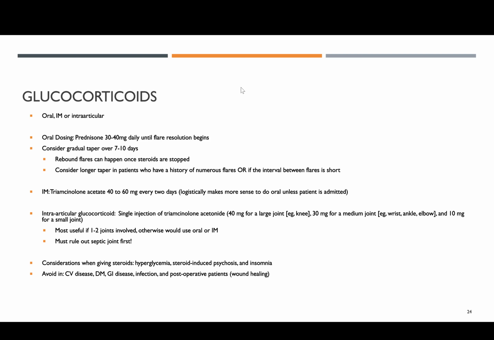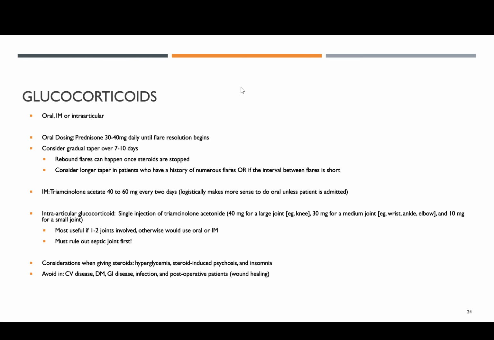Intra-articular glucocorticoids are a third option, usually, again, triamcinolone, 40 milligrams in a large joint, 30 milligrams in a medium joint like a wrist, 10 milligrams in like a small joint. Usually most efficacious if you have 1 to 2 joints involved. Otherwise, more than that, we'll just use an oral or an IM solution.